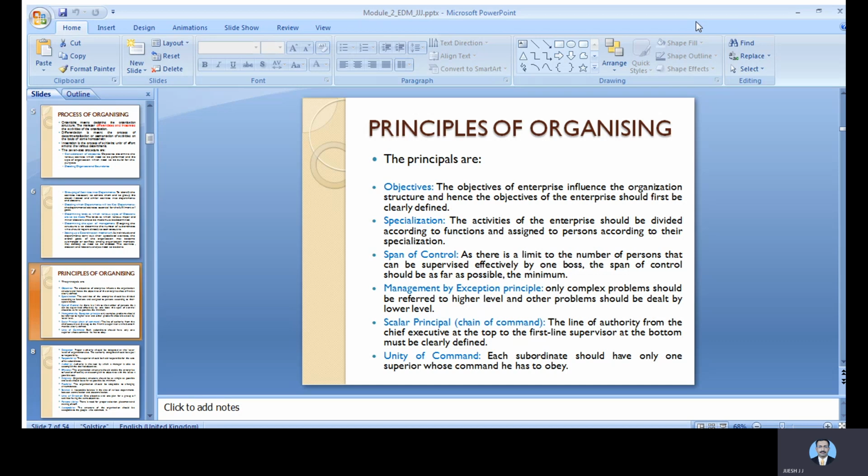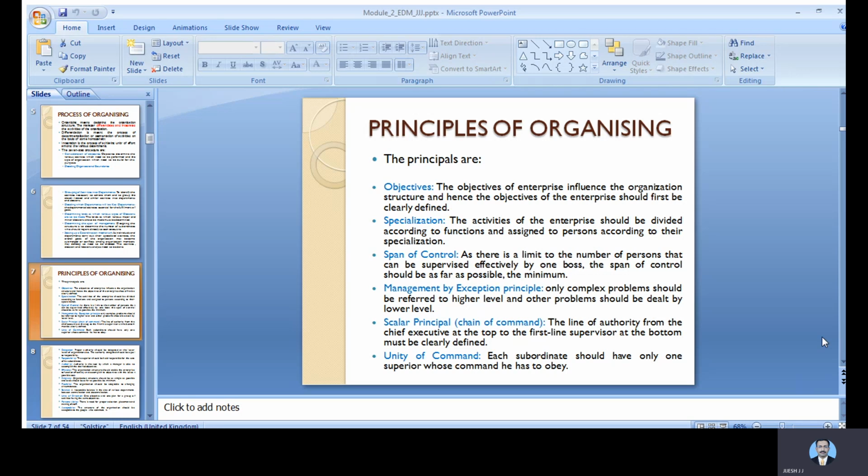As well as that, you have a chain of command, where the line of authority from the chief executive at the top to the first level of supervisor at the bottom must have clarity of thought. It's very important to understand because chain of command plays a major role. Like somebody at the top says something, and when it reaches down, it becomes something else. That should not happen. There should be clarity of thought from top to bottom.